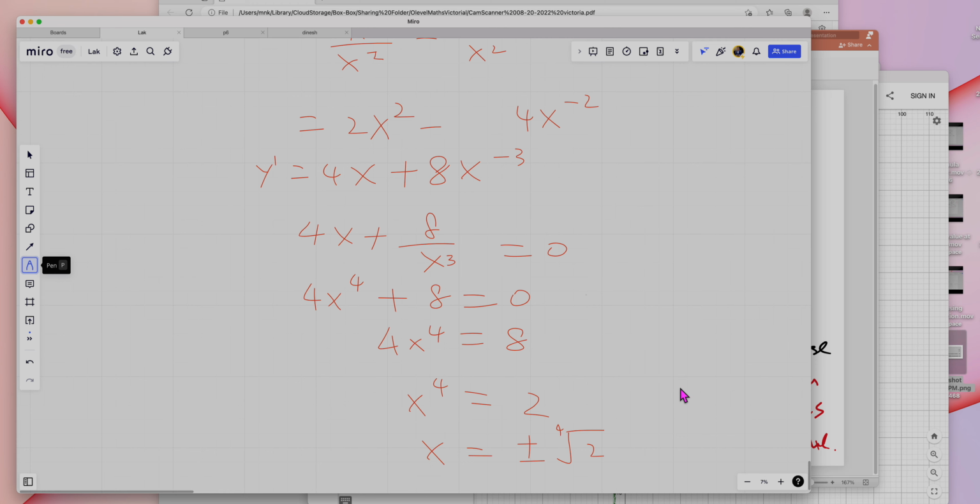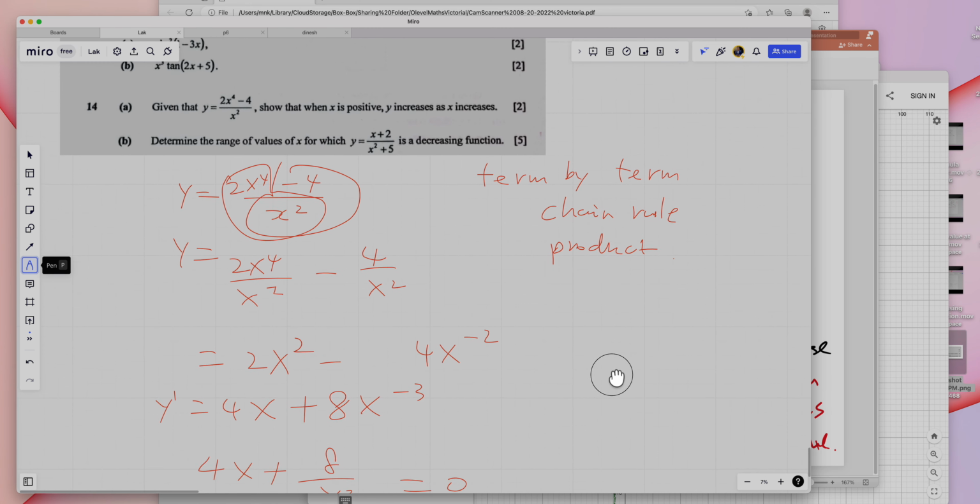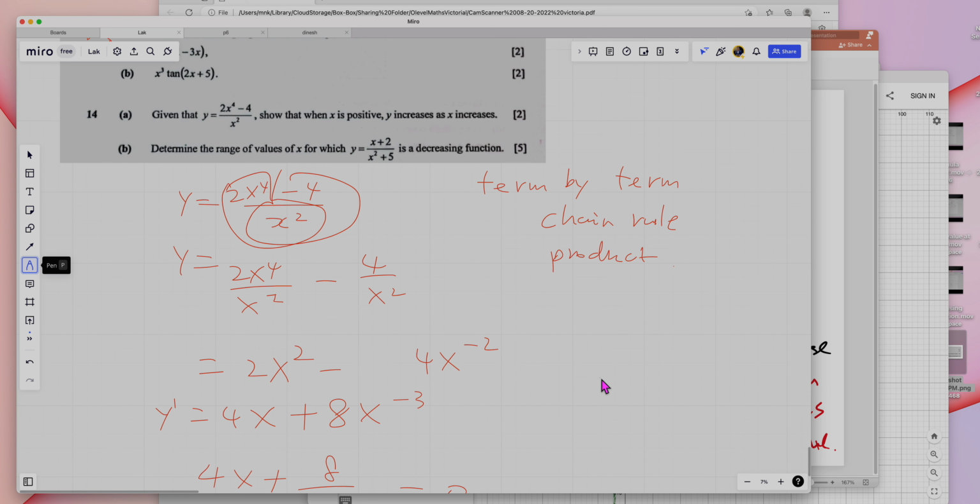What does it mean by when y increases, x increases? So what's the meaning of that? Oh, when x is positive. So when x is positive, okay, we talk about positive values. What's the meaning of that?